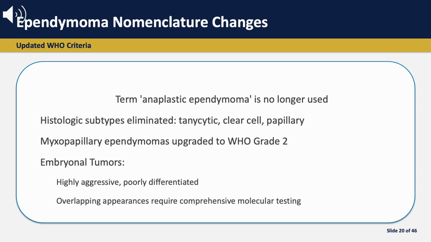The term anaplastic ependymoma, as well as other histologic subtypes such as tanycytic, clear cell, and papillary, are no longer used. Additionally, myxopapillary ependymomas are now listed as being grade 2, given their high propensity to recur. Embryonal tumors are highly aggressive, poorly differentiated malignancies that frequently pose diagnostic challenges given their highly overlapping appearances. Most require comprehensive molecular testing for accurate classification.